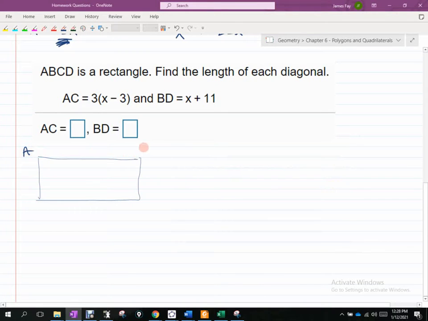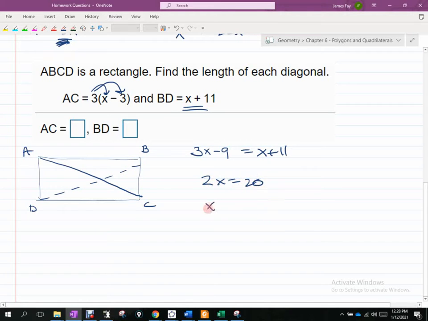So here's A, B, C, D. The nice thing here is that they tell us what AC is. So AC is, I'm going to write it as 3x minus 9. Is that okay? Just distribute that 3. What do you know about AC in comparison to BD for a rectangle? They're congruent. So their distances should be the same.